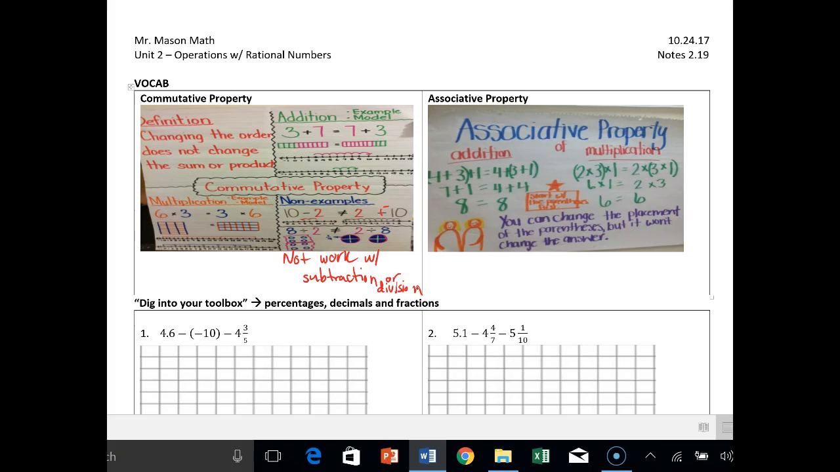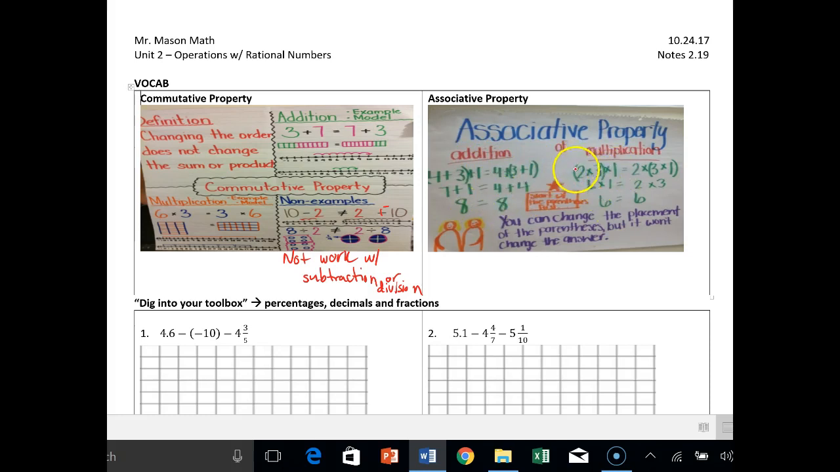The associative property says you can change the placement of parentheses or grouping, but it won't change the answer. So if I wanted to add 4 plus 3 first, then add 1, that will give me 8. Or if I said add 3 plus 1 first and then add 4, that will give me 8. Notice the order of the numbers stays exactly the same, but the parentheses, the grouping symbol which tells you which one to do first, changes. It just shifts over from 4 plus 3 to 3 plus 1. But notice the answer does not change.